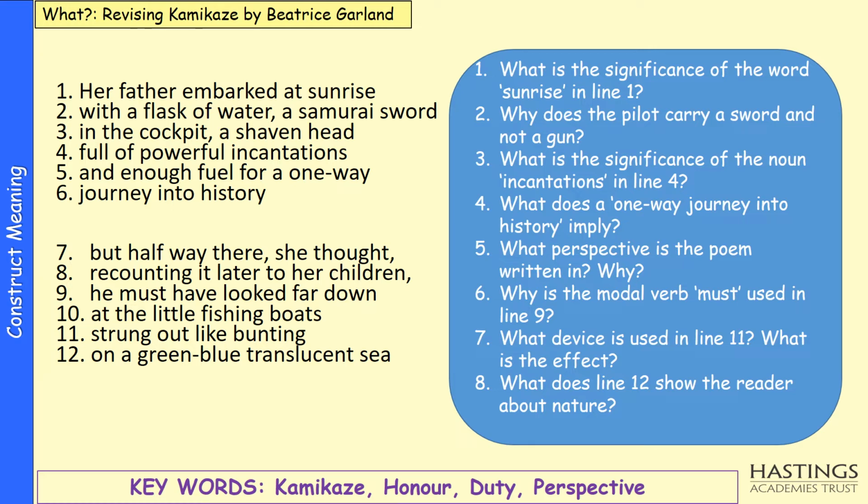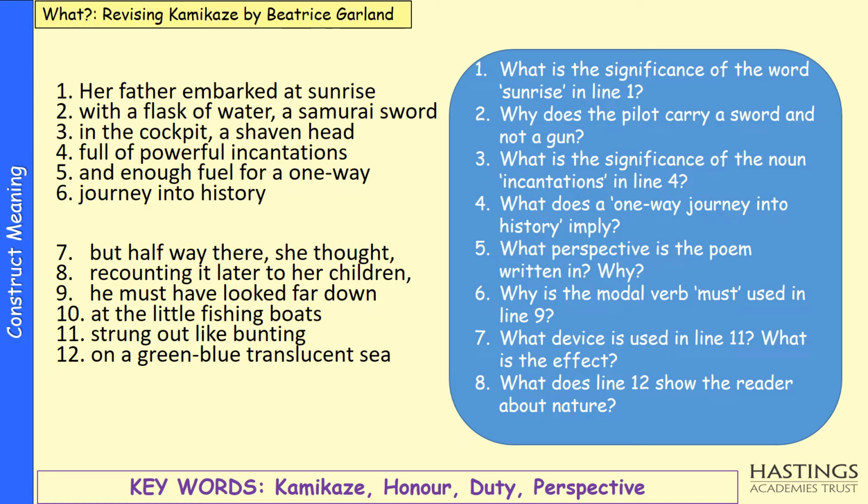And number 8, what does line 12 show the reader about nature? So he's looking down on the green-blue translucent sea. So he's flying over the sea, looking down at it. And that description of the sea there as green-blue translucent is a really beautiful image. Okay, so he looks down at the beauty of nature. Okay, and it's this beauty in nature that ultimately makes him change his mind. If you had something different to what I've just said, then your interpretations can be entirely correct as well. I've just given you my perspective on those questions.